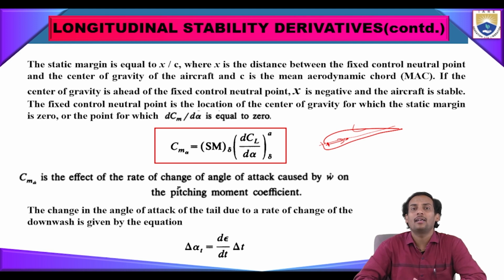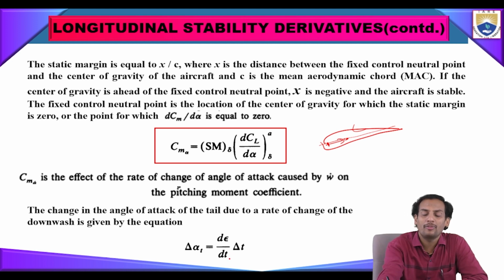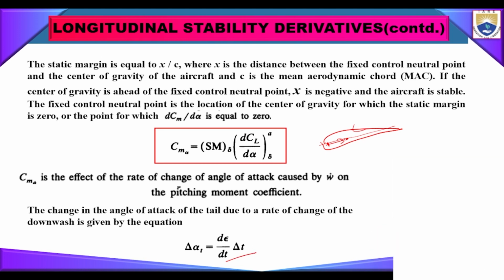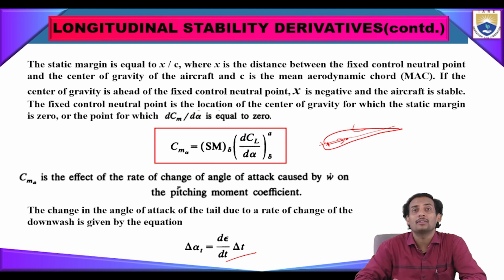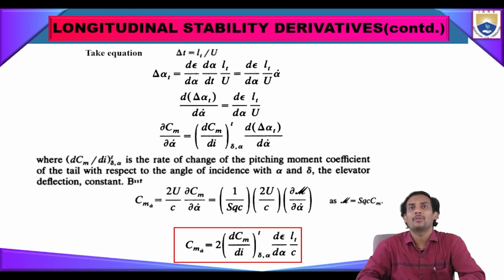So the change in angle of attack on the tail due to the rate of change of downwash is given by dε/dt into Δt. This we have already discussed in the last video: how the change in angle of attack with respect to time and the rate of change of downwash were considered. So that is dε/dt into Δt, like a total derivative term.